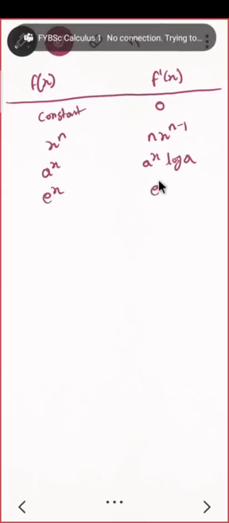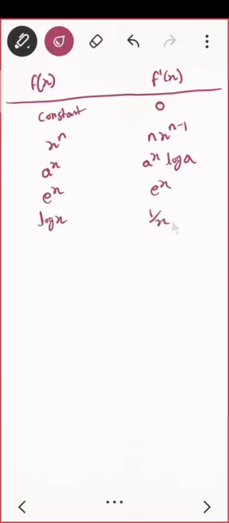The derivative of a constant is 0, x raised to n gives n x raised to n minus 1. What else? e raised to x, right? a raised to x is a raised to x log a, and e raised to x is the same, e raised to x. Next, log x, that is 1 upon x. Now sin x, cos x, cos x gives minus sin x, then tan x.